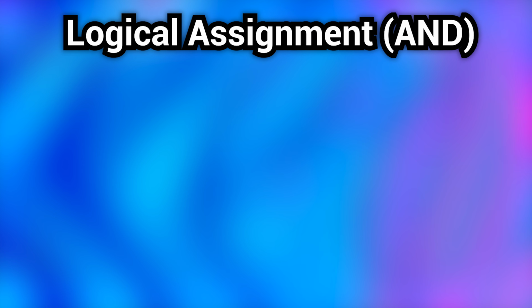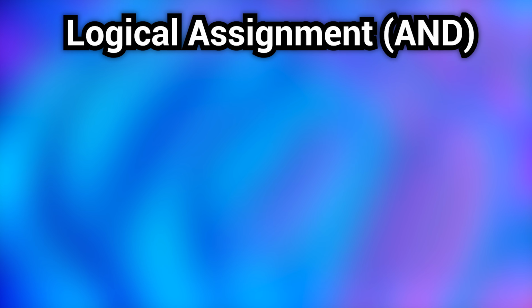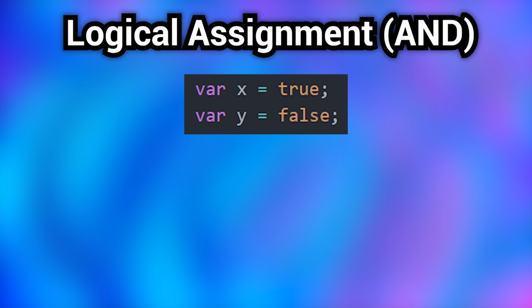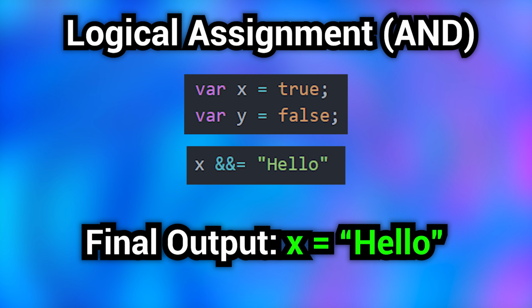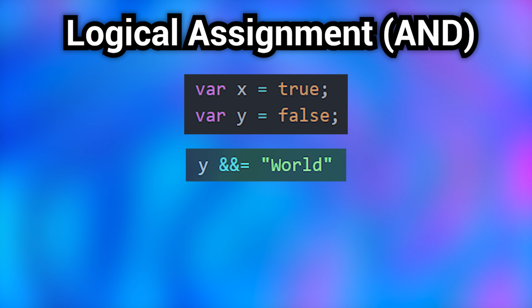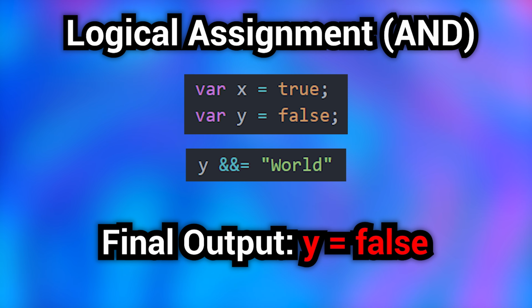Logical AND assignment will check to see if the left value is true, and it will assign the right value to the variable if so. So if we have a variable x which equals true, and a variable y which equals false, and we did x logical AND assignment hello, x would now store hello because x is true. Whereas if we did y logical AND assignment world, y would still store false because we only set the variable to the value on the right hand side if it's true.